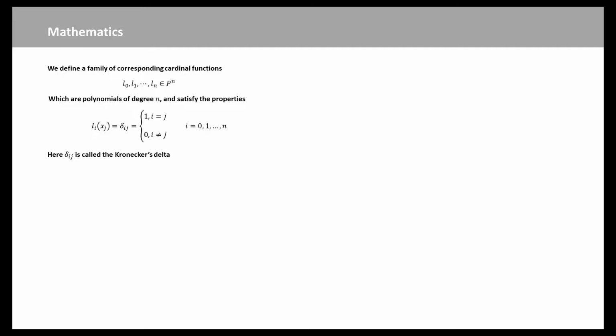When the index i equals j, this returns the value 1. Otherwise, when i is different from j, this returns the value 0, and i runs from 0, 1, all the way to n through all the given points. In other words, the cardinal function number i takes value 1 at xi, and takes value 0 at all the other points. This is something we call a local supported feature in a discrete sense.